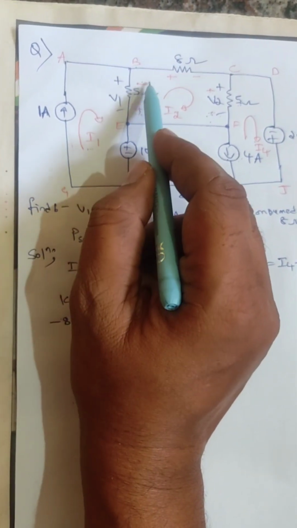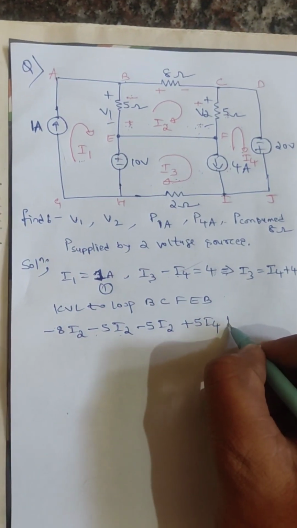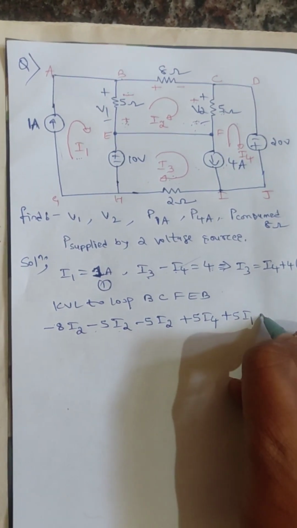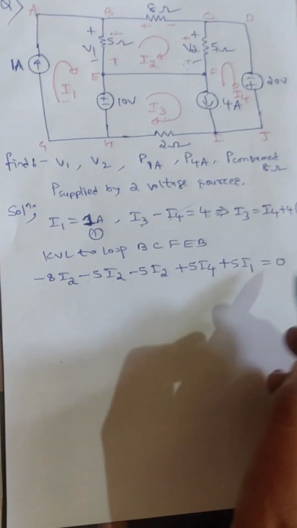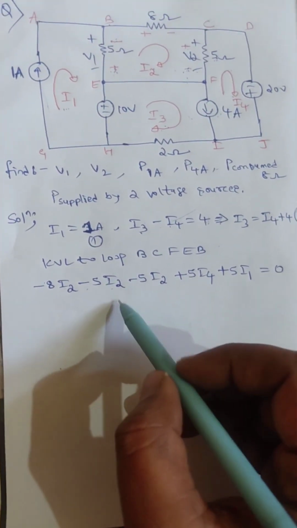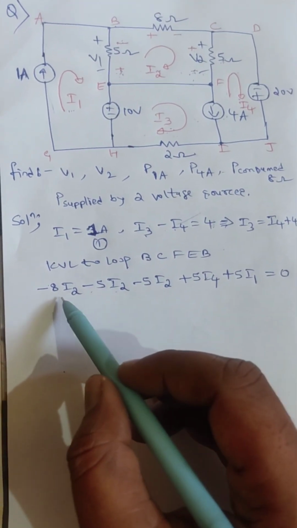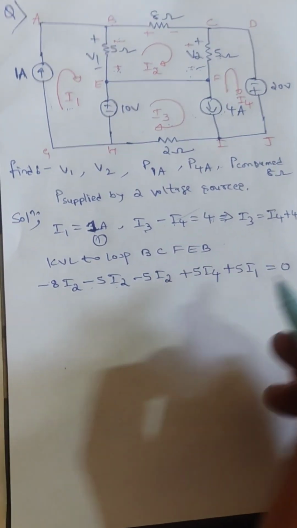For this polarity, minus to plus is rise. So therefore, I can write plus 5 I1 and equate it to 0. This is what the KVL statement tells. You should equate to 0. The algebraic sum of all the EMF sources and potential drops taken with proper sign convention would add up to 0. This is the KVL statement.